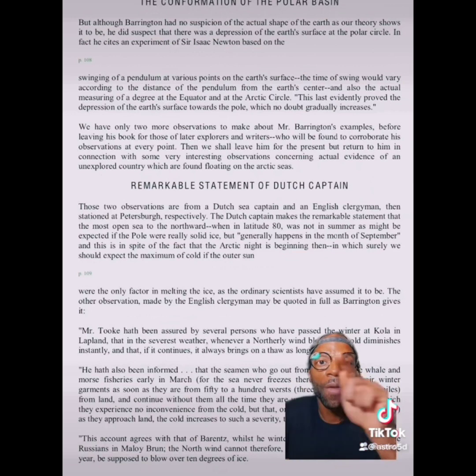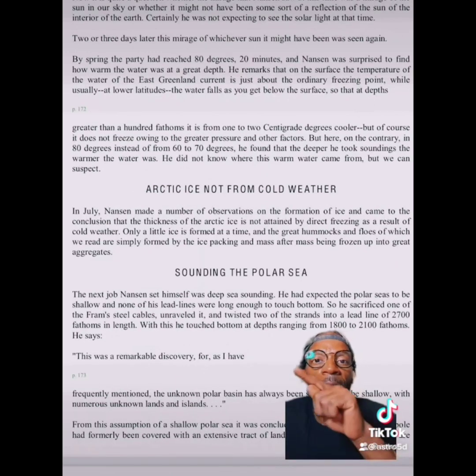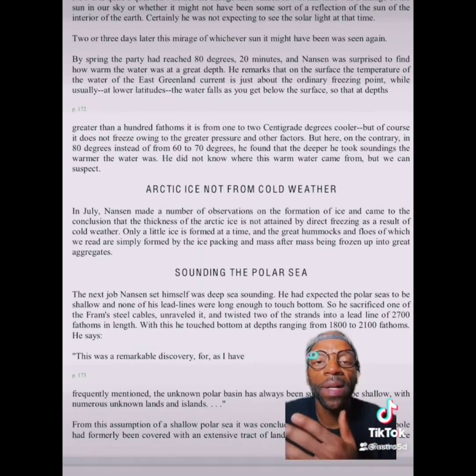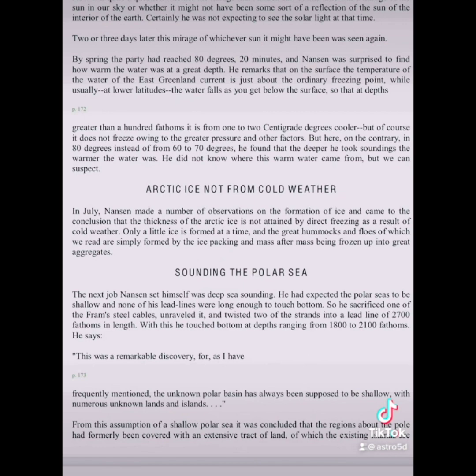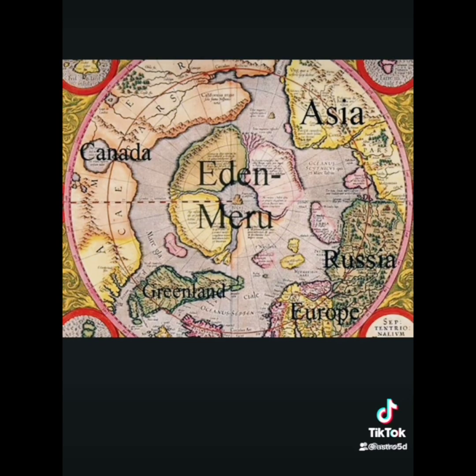Okay, underneath the confirmation of the polar basin, it says, but although Barrington had no suspicion of the actual shape of the Earth as our theory shows it to be, he did suspect that there was a depression of the Earth's surface at the polar circle. Now, under could it be reflection from the interior, to summarize, it says that he saw a reflection of the sun coming from the interior of the Earth. And at the bottom here, under sounding the polar sea, to summarize, he talks about how the polar basin is shallow and has numerous unknown lands and islands. And here would be a depiction of that.